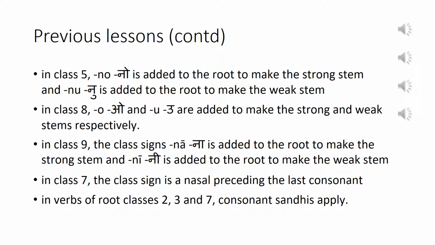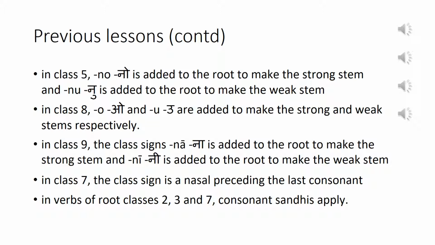In class 5, no is added to the root to make the strong stem and nu is added to the root to make the weak stem. And in class 8, o and u are added to make the strong and weak stems respectively. We said that in class 9, the class sign na is added to the root to make the strong stem and ni is added to the root to make the weak stem. And in class 7, the class sign is an infix nasal preceding the last consonant. In the weak forms, it is a nasal adapted to the last consonant, while in strong forms, it is expanded to na.